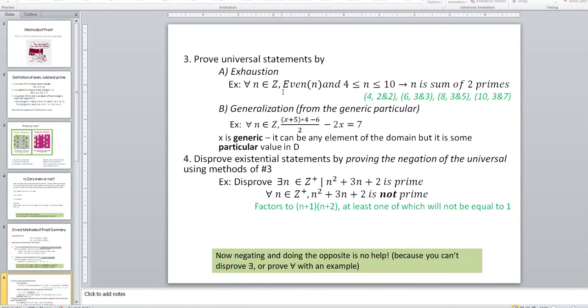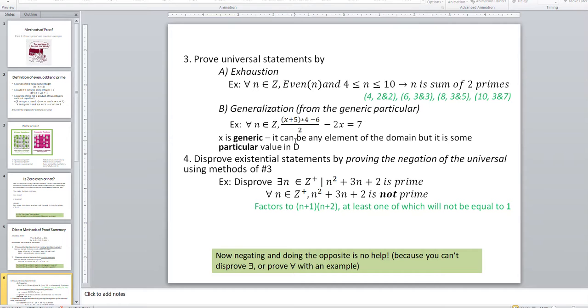The other one, the far more common one that you see in formal mathematical proofs, is generalization from the generic particular. And that terminology just means we pick some x that is any element in the set. In this case, it's an element in the set of integers. And we have to specify that it's a particular value of x. That way we can find the truth value of it. So for some generic but particular member of this set, let's show that this equation is true.